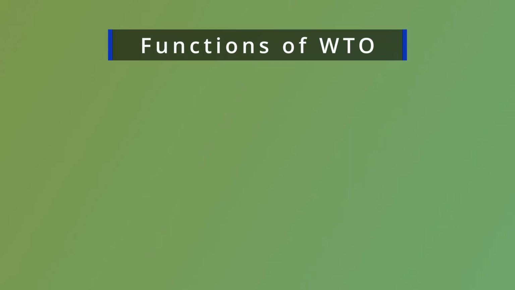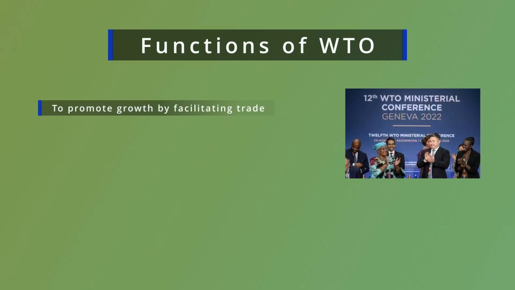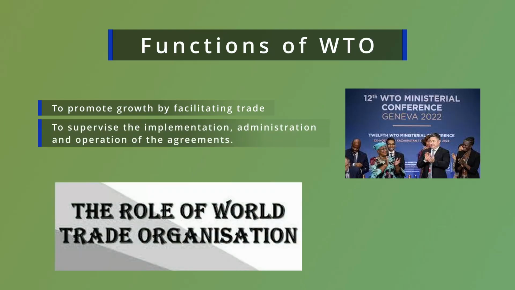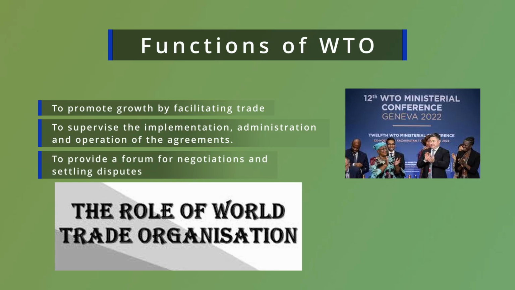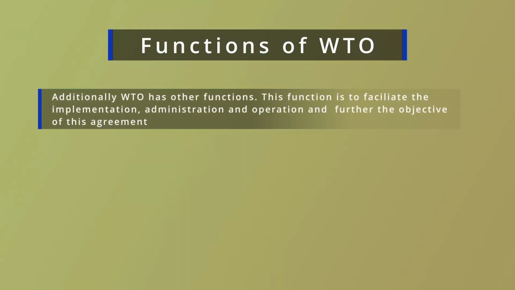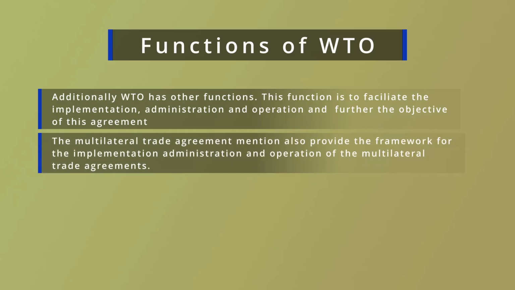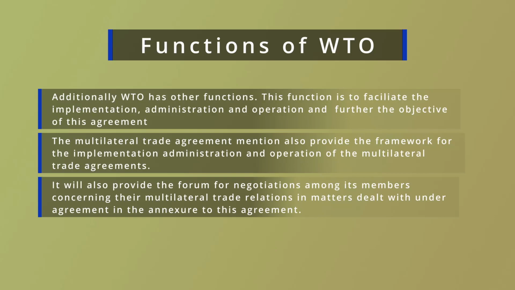Now, the functions of WTO are: the most important function is to promote growth by facilitating trade. It supervises the implementation, administration, and operation of the agreements. It provides a forum for negotiations and settling disputes. Additionally, WTO has other functions. These are to facilitate the implementation, administration, and operation, and further the objectives of this agreement and the multilateral trade agreements, and to provide the framework for the implementation, administration, and operation of the multilateral trade agreements. It will also provide the forum for negotiations among its members concerning their multilateral trade relations in matters dealt with under the agreements in the annexes to this agreement.